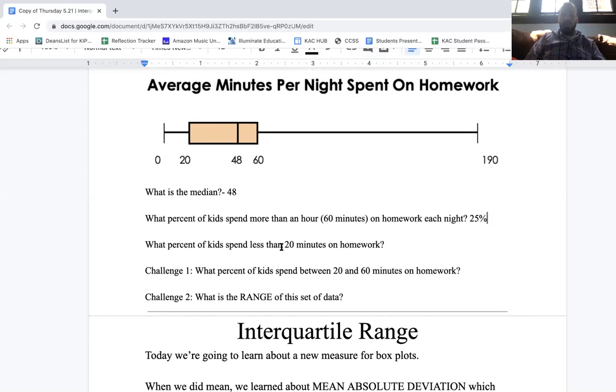What percent of kids spend less than 20 minutes? 20 is right here. It's asking about this part of the graph. Each part of the graph is 25%.